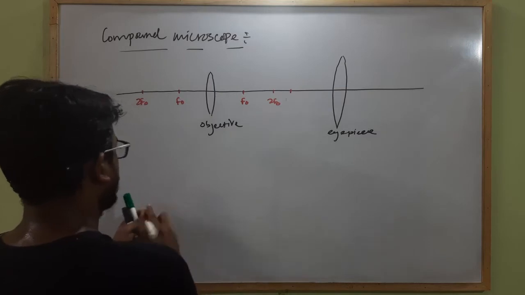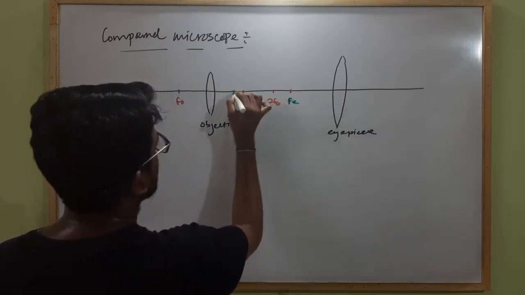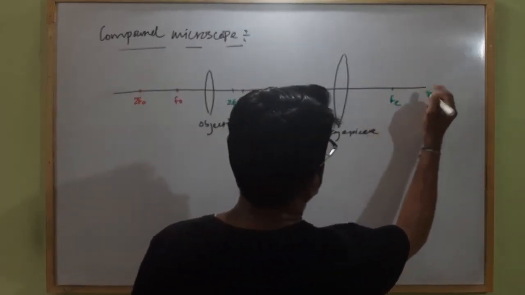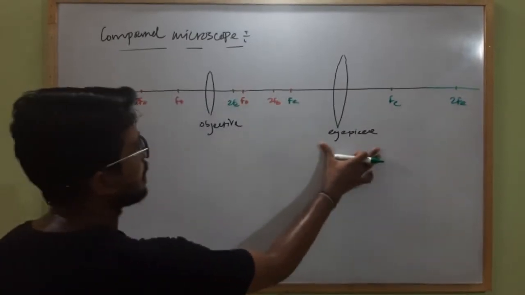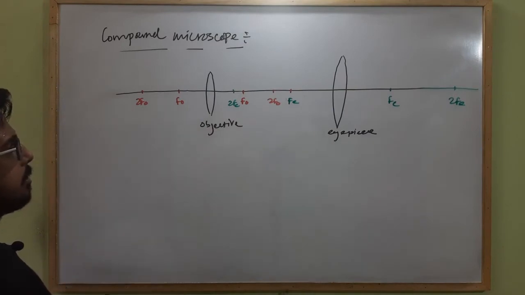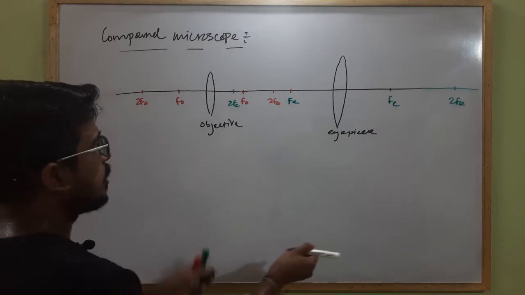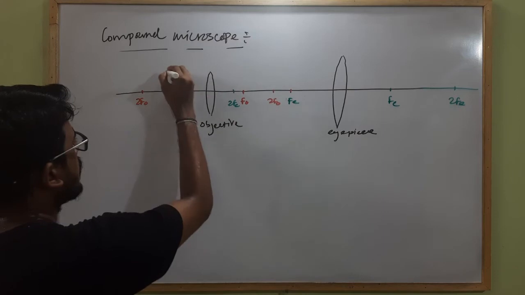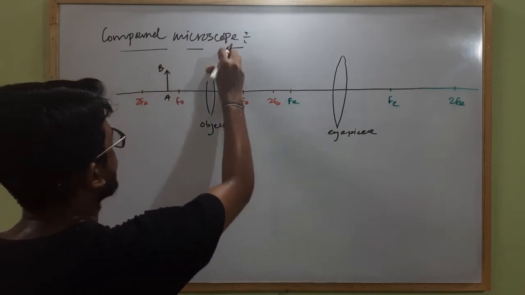Writing it here like this, it will be fe, and somewhere along here it will be 2fe, and the same on this side, as this is fe and somewhere along it will be 2fe. Clear? This is known as the eyepiece, and this is known as the objective. So we have to place the object whose image we want to observe just beyond the focal length of the objective. Let this be the object AB, which is placed just beyond the focal length of the objective.